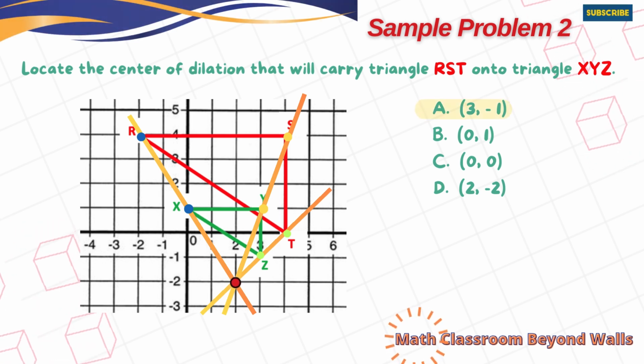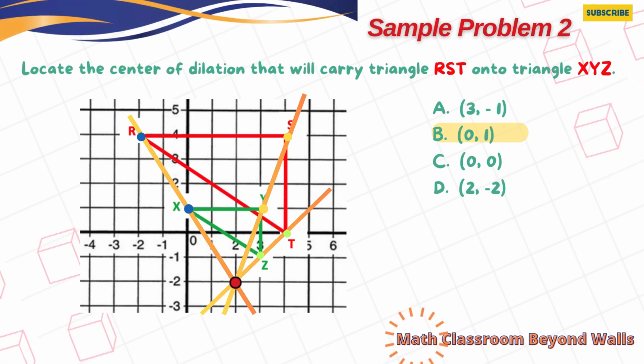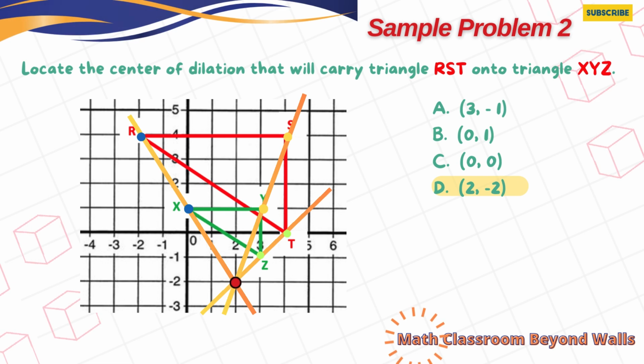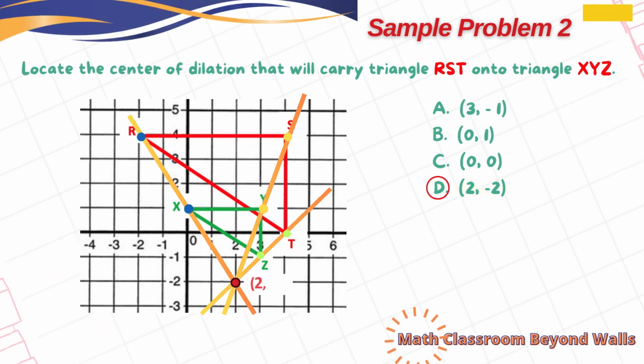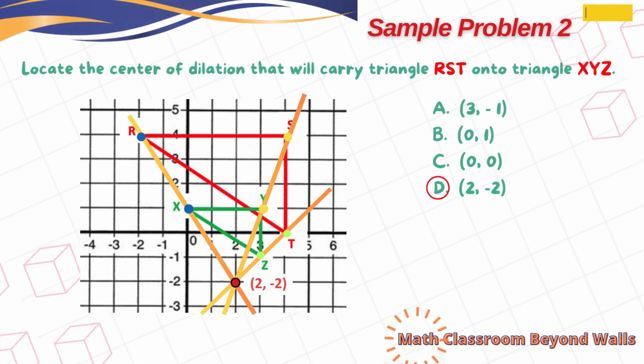Is it option A? Option B? Or is it option C? Or option D? Okay, so the answer is option D. The center of dilation is at 2, negative 2. There you are, learners. We have answered the problem.